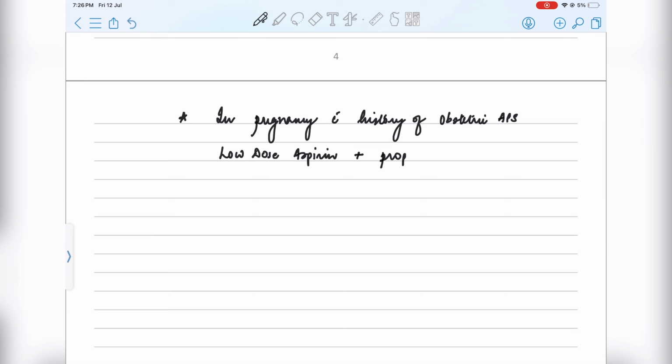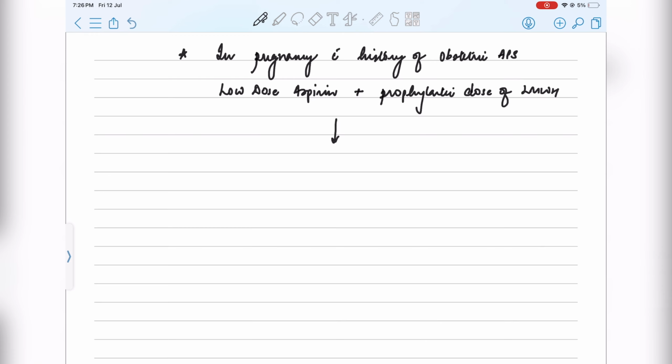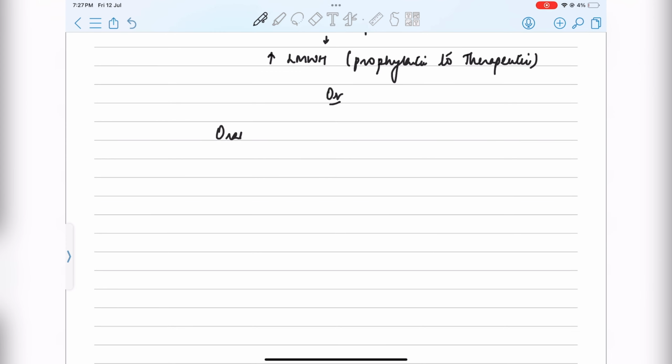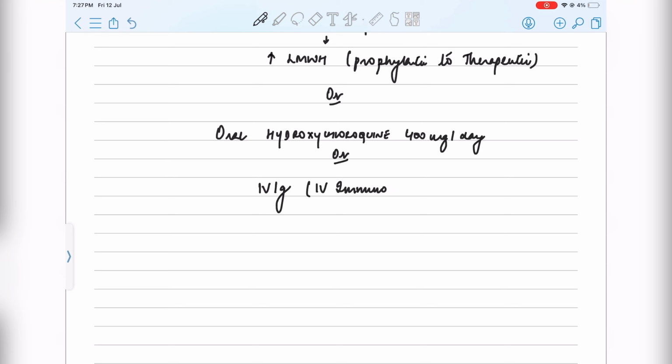Very important that in pregnancy with a history of obstetric APS, we'll give patient low dose aspirin plus prophylactic dose of low molecular weight heparin. And if the patient still has recurrent obstetric complications, we will increase the dose of low molecular weight heparin from prophylactic to therapeutic, or we can give patient hydroxychloroquine 400 milligram per day, or we can give IV immunoglobulins 400 milligram per kg for 5 days.